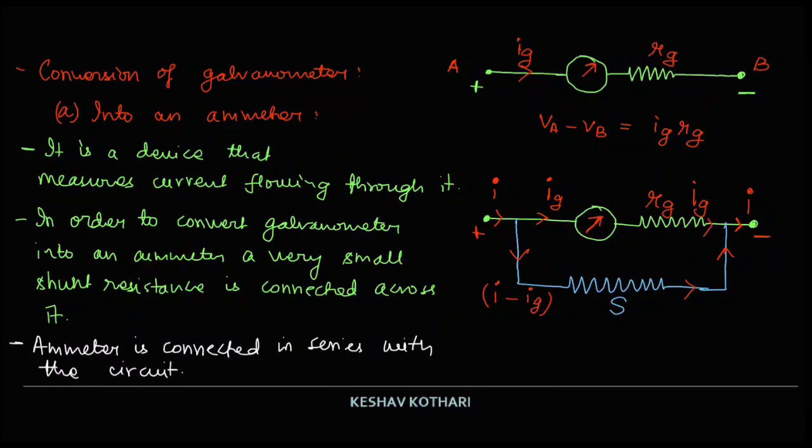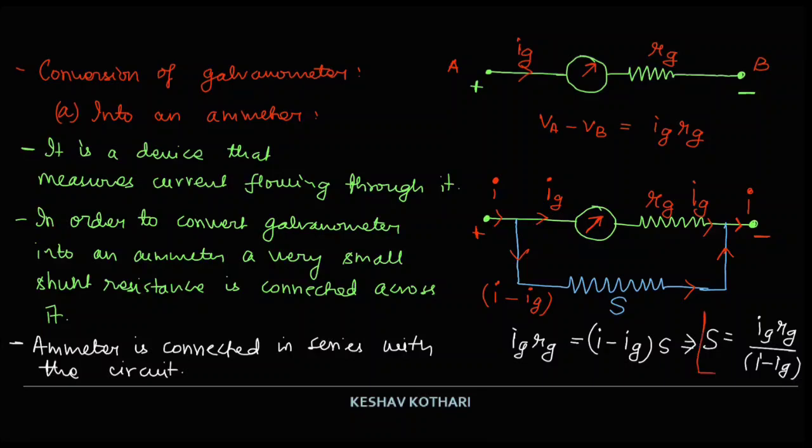So if I write the value of potential difference, this time I can write it in two ways, that is Ig Rg, which was originally written, and it is equal to I minus Ig times the shunt resistance S. So if we wish to calculate the value of shunt resistance which must be connected, then we can write it as Ig Rg by I minus Ig. So this is the value of shunt resistance which must be connected to make the range of the galvanometer equivalent to I.